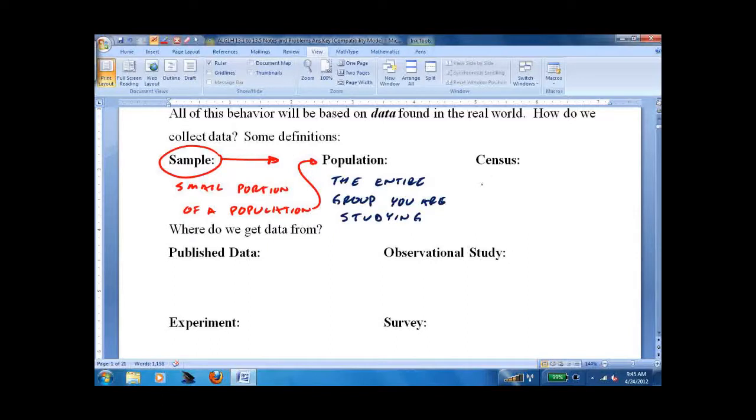Sometimes they say, no, you can't just take a sample, you have to analyze all of them. That's a census. A census is where you analyze all of the population. Every 10 years, the United States does a census. And we're supposed to count up everybody, which is virtually impossible, but we do the best we can.